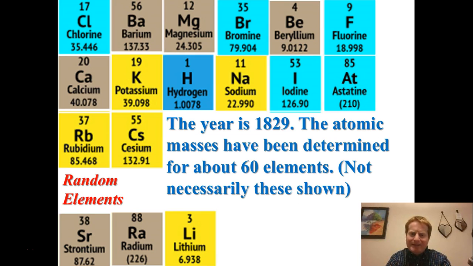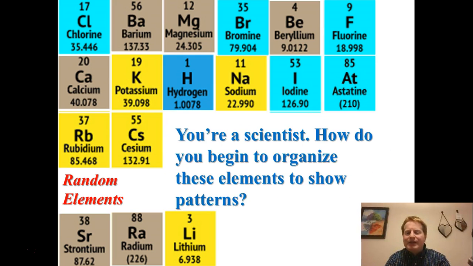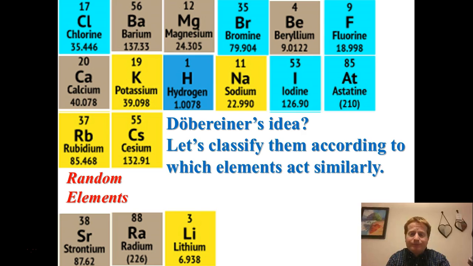So this is one of the earliest scientists. Imagine the year is 1829. And the atomic masses, right? That's one of the earliest things they were able to determine about elements. About 60 different elements have been determined. Now it's not necessarily these ones that I have up here, but about 60 of them have been studied. And so you're a scientist, how do you begin to organize the elements to try to find a pattern, if there is a pattern at all, really?